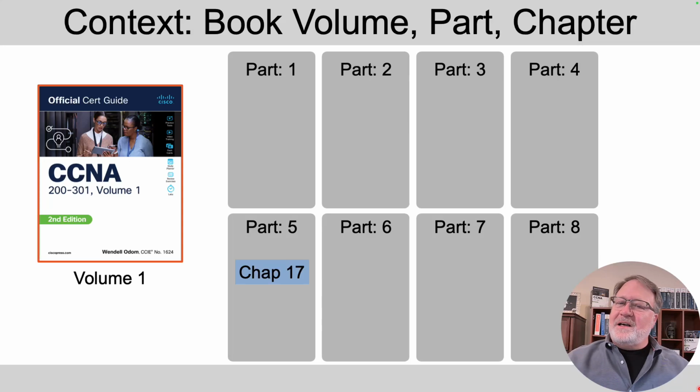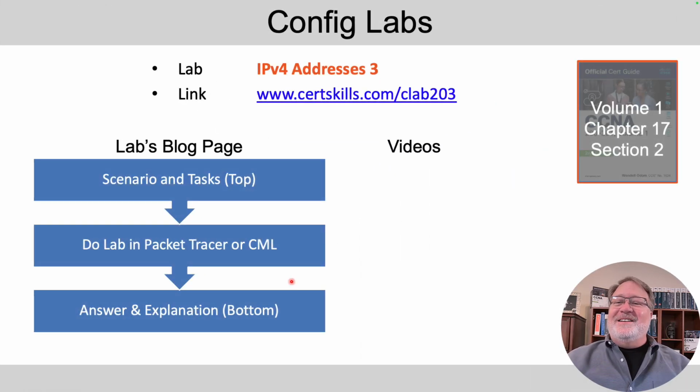For a quick bit of context, you'll find the topics related to this lab in Volume 1, Part 5, Chapter 17 of the official Cisco Press Cert Guides. So this lab, here's the direct link you can go to. The lab is called IPv4 Addresses 3. Yes, there is a 1 and 2. There's even a 4 and 5, but this one's number 3.